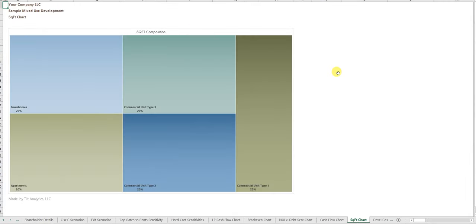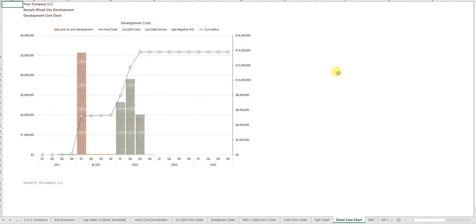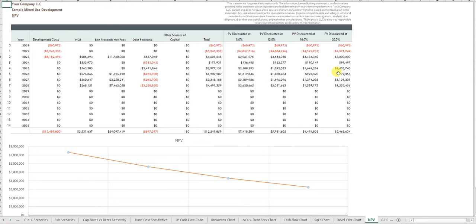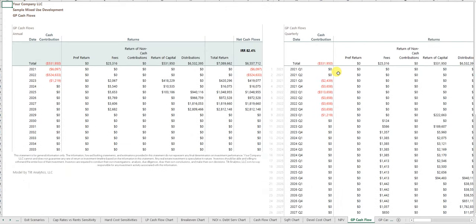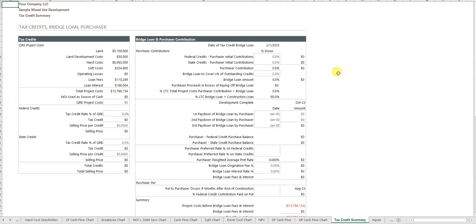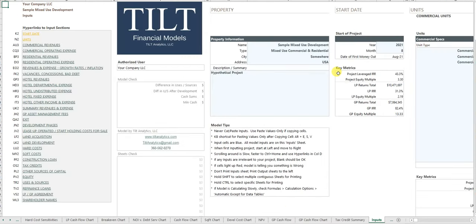Summary chart here of the square footage composition of the project. Summary chart of the development expenditure, and an NPV table. You also have some charts and tables on returns to the GP. These come last because typically you might not include these in the OM. So those are all the output sheets, except for this tax credit summary. Let's look at the input sheet.